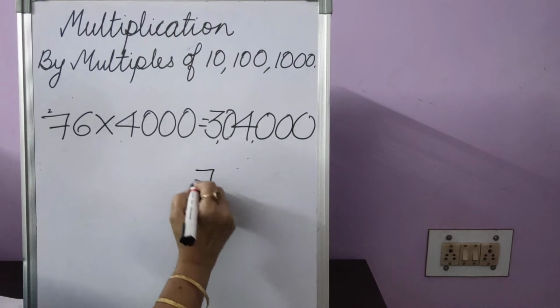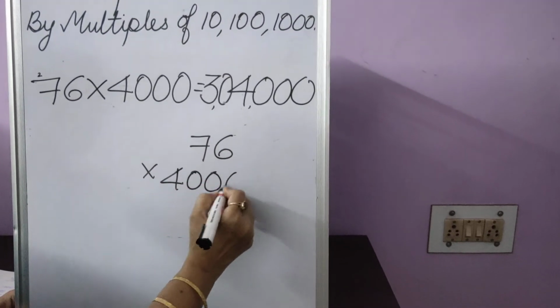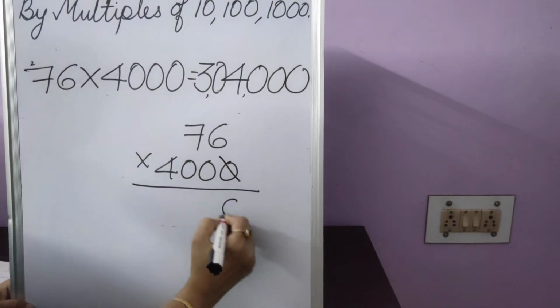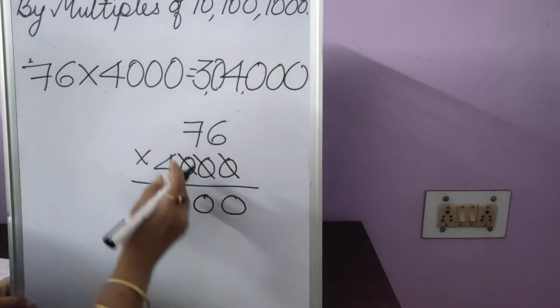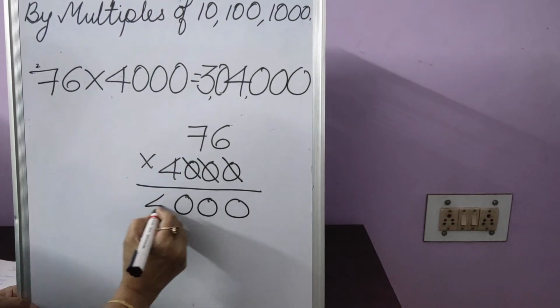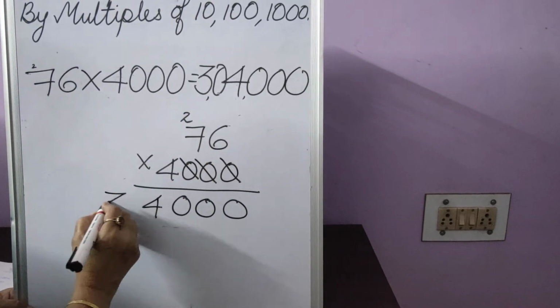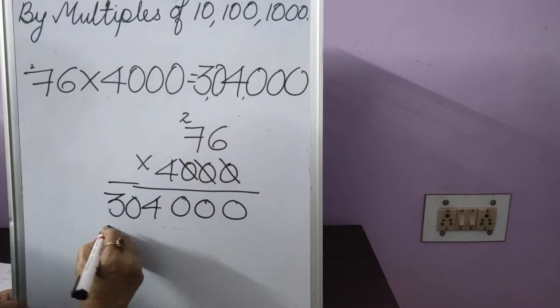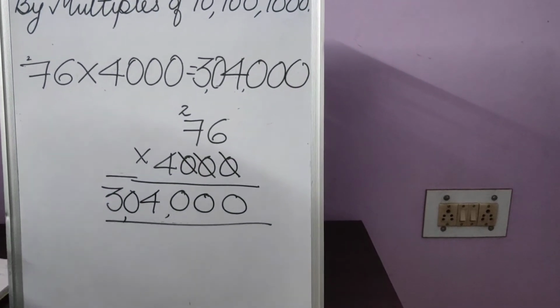Same thing. 76 multiplied by 4000. Copy down this 0. Copy down this 0. Copy down this 0. 76 multiplied by 4. Simple. 4 6s are 24. 4 carry over 2. 4 7s are 28 and 2, 30. And this is your final answer, 3,04,000.